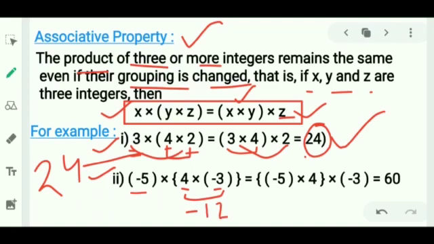And now we have -12 multiplied by -5. Two minus signs are there, two same signs, so the product becomes positive, and 12 times 5 is 60. The answer will be 60.